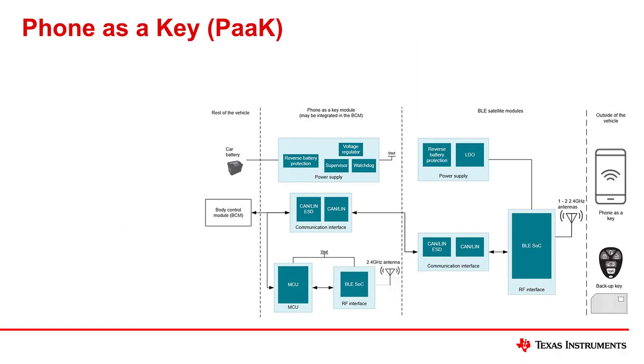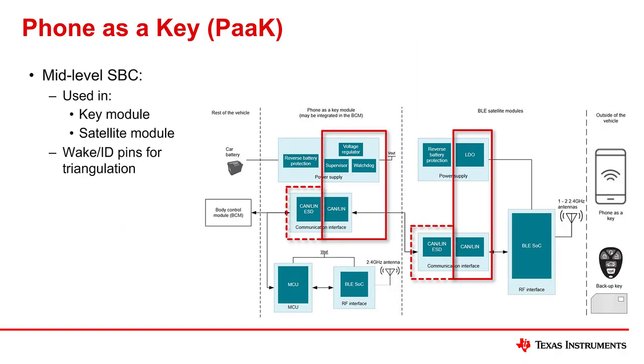Another interesting application is phone as a key. This application allows a user to unlock their vehicle with their phone through a Bluetooth connection. The TCAN24 line is specifically a great device for these types of applications due to the wake and ID pins that can be used to indicate what portion of the car the SBC resides in. This helps facilitate a smooth transition between different BLE connected nodes in the vehicle.